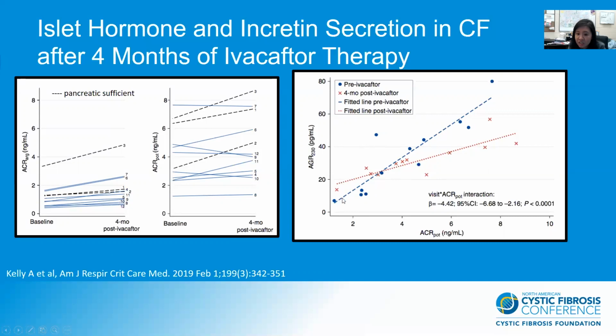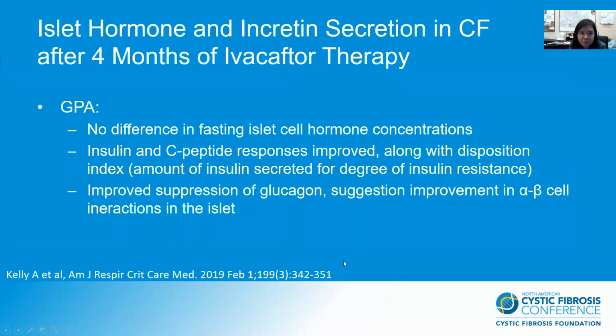That is, the slope of this line is actually dampened at 4 months of treatment, the relationship between C-peptide and acute glucagon response. So this actually raises the possibility of glucagon secreting alpha cells potentially becoming more responsive to some of the inhibitory paracrine effects of insulin, suggesting potential for improved crosstalk between alpha and beta cells within the islet.